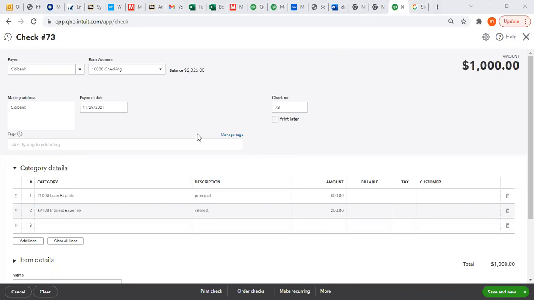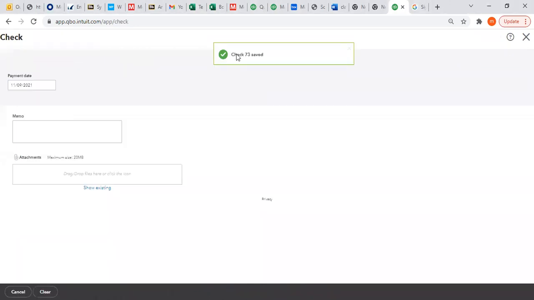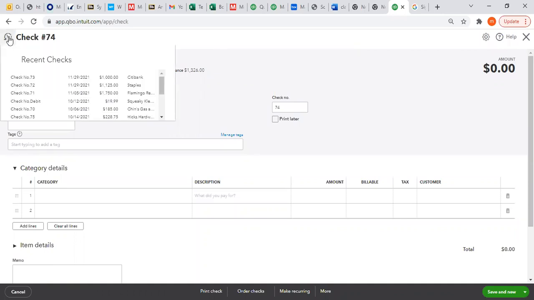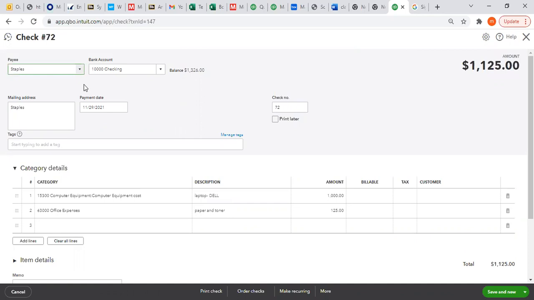Income statement account, yes. Okay, so let's go back to the next check. So when I do save and new, look at the amount. 2326 became 1326. Check 73 saved. If you missed 72, I'll just go back with this. These are the recent checks. You have a little clock with a turn back, and I can point back to 72, and you can copy 72. The date was a little bit different. It was November 29, now it's November 30th. Make sure that you're working with me on the right dates, because if you're not working on the correct dates, you're not going to get the right statements at the end.